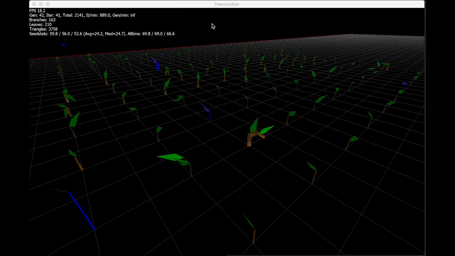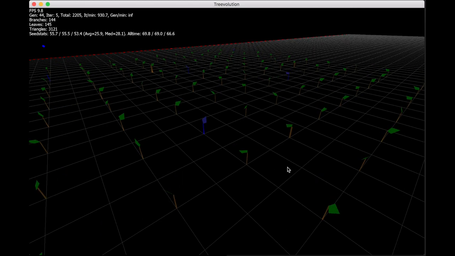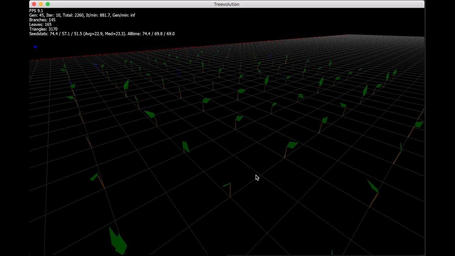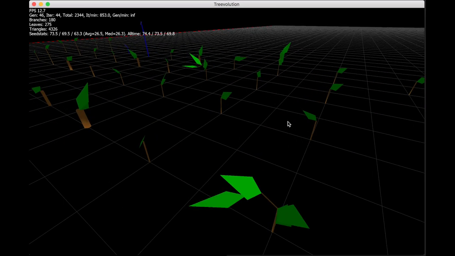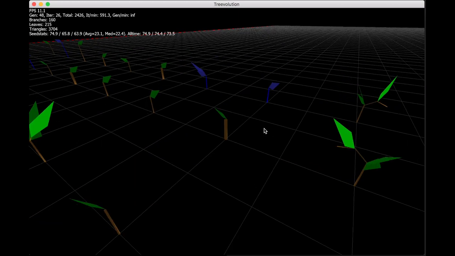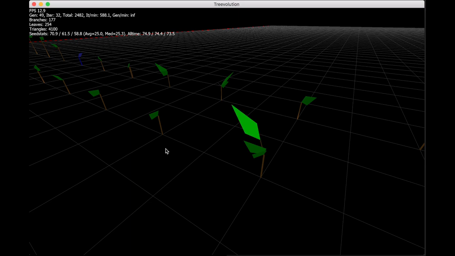Right, we're back, and as you can see, the population has started developing multiple leaves, which is an important development for a tree. It's hard to survive with just one leaf collecting sunlight. And wait, look over here, we have some trees with lots of leaves, and a bit of branch structure.